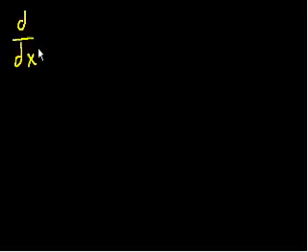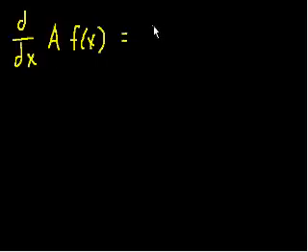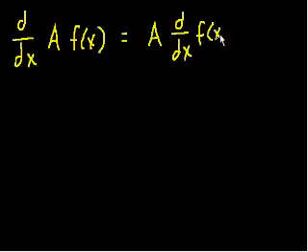So if I wanted to find the derivative of a times f of x, where a is just some constant number, it could be 5 times f of x. This is the same thing as saying a times the derivative of f of x.